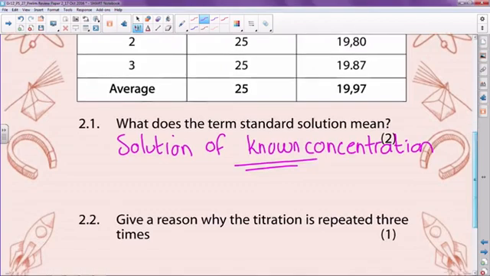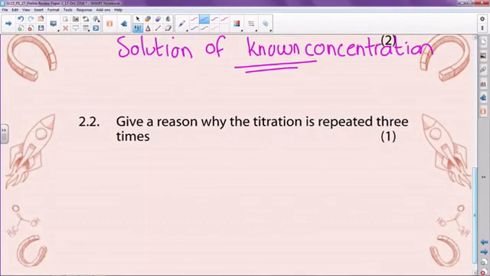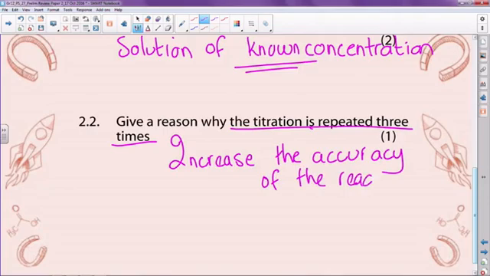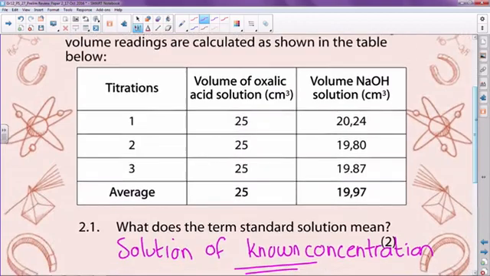Now, this is a skills question. Give a reason why the titration is repeated 3 times. It's to increase the accuracy of the readings. So if you look at the results, you go, well, there was actually quite a big difference between 1 and 2 than the difference between 2 and 3. And in fact, I would probably say that number 1 was probably a bit of an anomaly in that it was probably not done right.